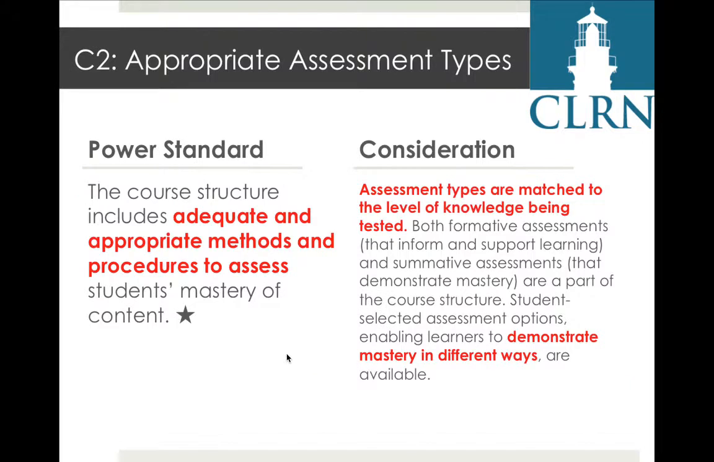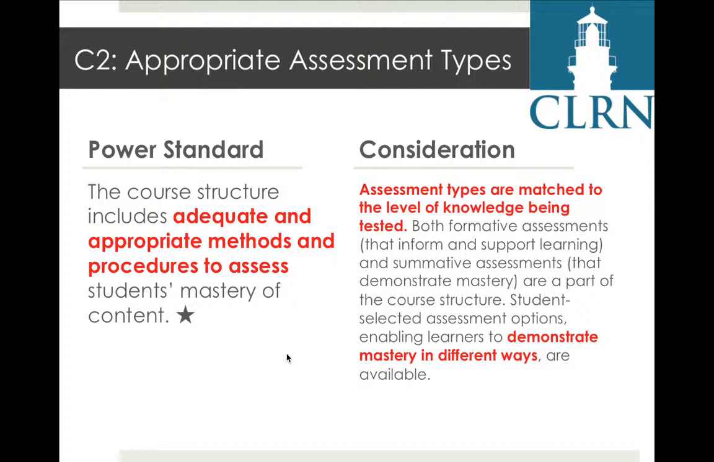Standard C2, Appropriate Assessment Types, is a power standard. It asks that the course includes adequate and appropriate methods and procedures to assess students' mastery of the content. The first part of the consideration states that the assessment types are matched to the level of knowledge being tested. Here, we're looking for 2 things. First, that the assessment being used matches what was being assessed.